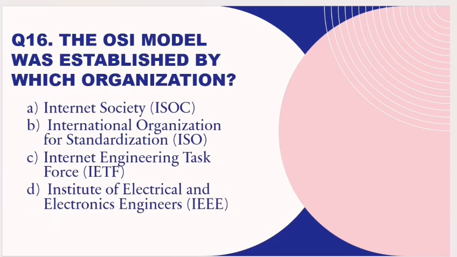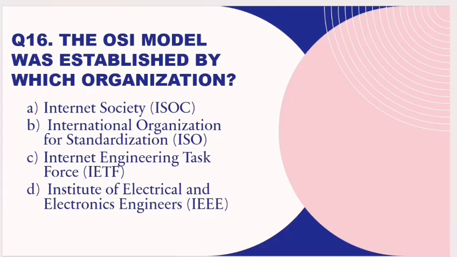The OSI model was established by which organization? Option A, Internet Society ISOC. Option B, International Organization for Standardization ISO. Option C, Internet Engineering Task Force IETF. Option D, Institute of Electrical and Electronic Engineering IEEE.